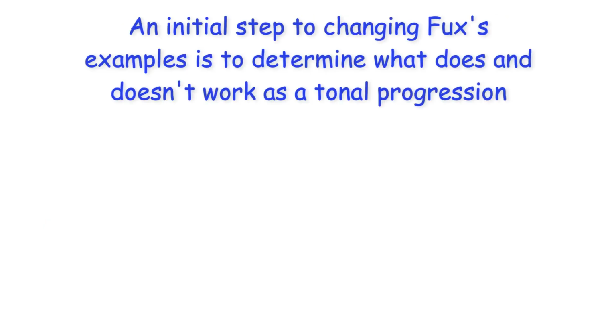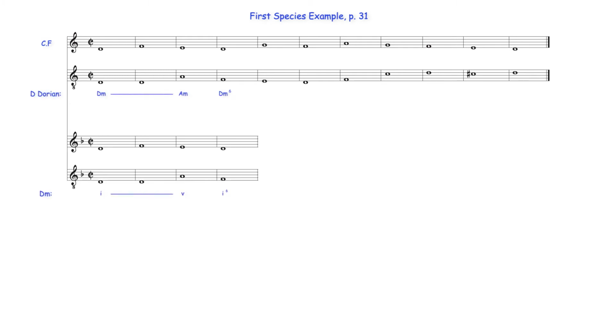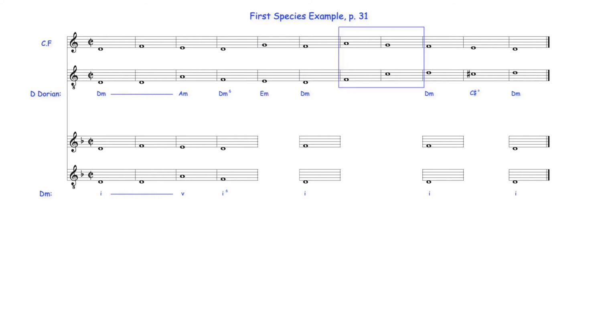An initial step to changing Fuchs's examples is to determine what does and doesn't work as a tonal progression. Here, for example, in a D minor version, the harmony of the first 4 bars may be retained, as can the D minor harmony in bars 6 and 9. The remaining chords should be changed, especially the penultimate chord, which in a tonal context implies root position leading note diminished harmony, and this chord, which implies root position supertonic harmony. These chords also, which in a tonal context imply root position major mediant harmony leading to root position major subtonic harmony, while occasionally found, especially in sequential passages, are not ideal in this location.